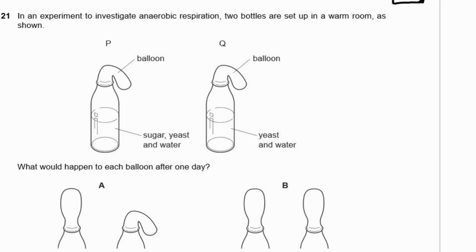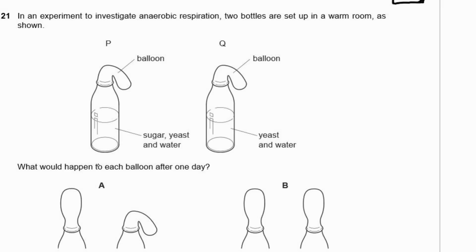Question 21. In an experiment to investigate anaerobic respiration, 2 bottles are set up in a warm room as shown. Okay, one of these bottles has sugar, yeast, and water, and the other bottle just has yeast and water. Now this is something that I've done in the past, quickly trying to set up a respiration experiment, putting yeast into and mixing it with water, and then moving on to the next step and going, why hasn't the yeast risen? Well, it's because the yeast needs something to eat. The yeast needs sugar to eat, to grow, and to respire with. So it's not going to produce any carbon dioxide. The yeast is just not going to do anything if they don't have any food, just like you don't do anything if you don't have any food.